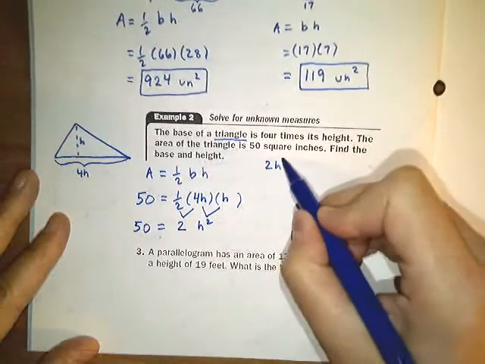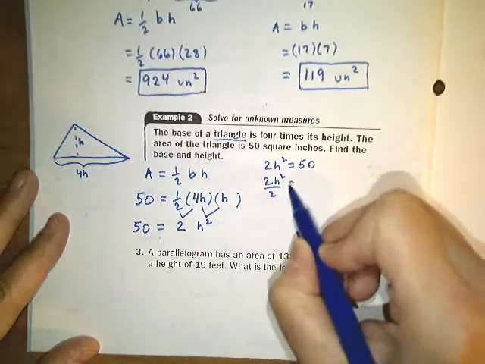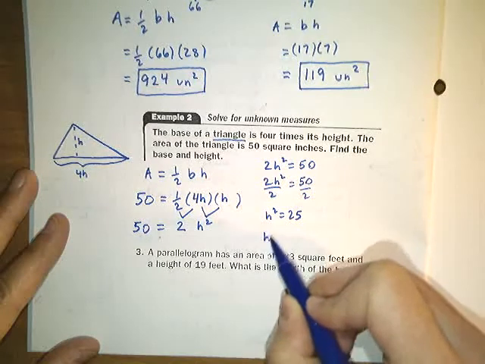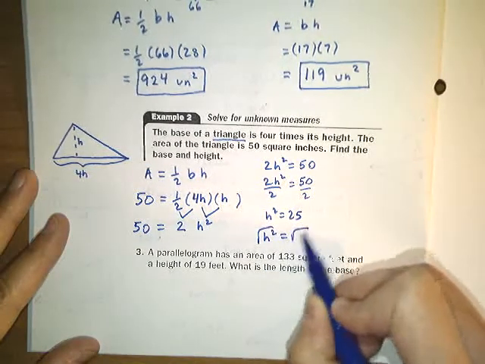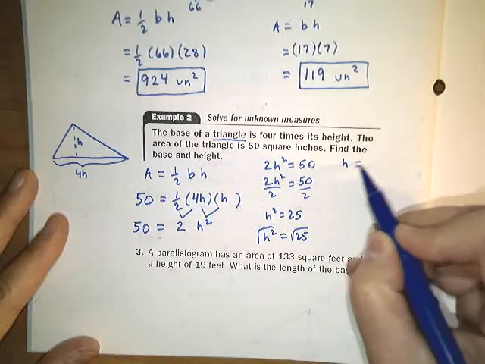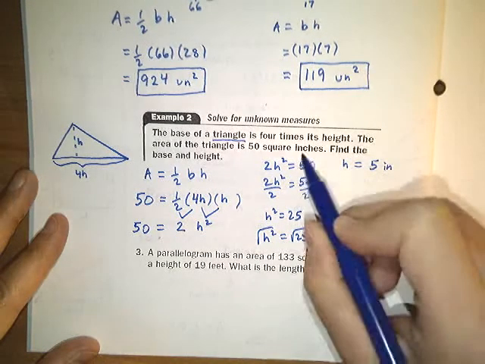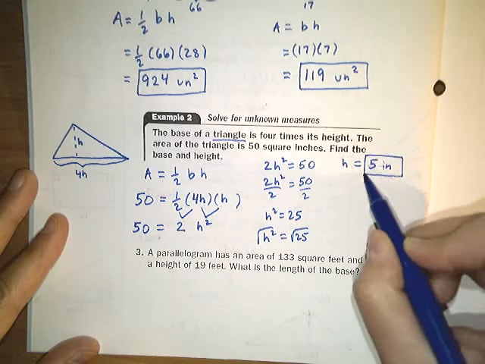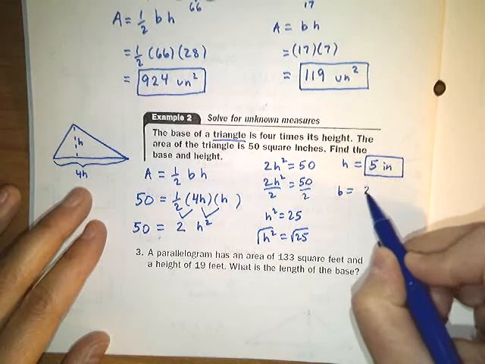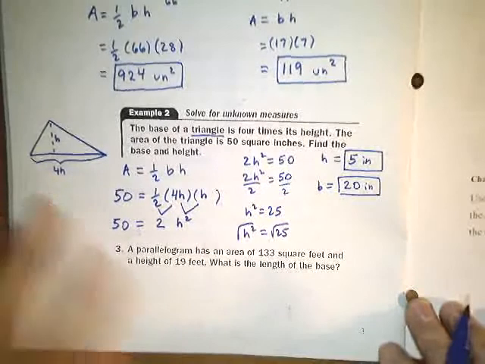So if you have 2h squared equals 50, you can start solving for h by dividing by 2 on both sides. And you get h squared equals 25. And if you continue solving, we can do that by taking the square root of both sides to cancel the square. So we have a height of 5 units long. Oh, 5 inches, hey. We have units here, so we'll use them. The base is 4 times the height, so that would be 4 times 5, or 20 inches. And there you go. We found the base and the height.